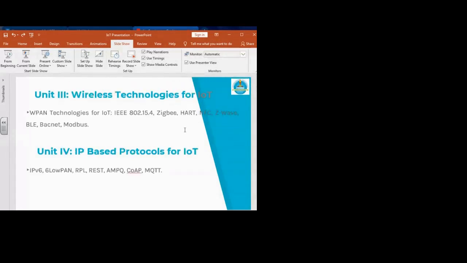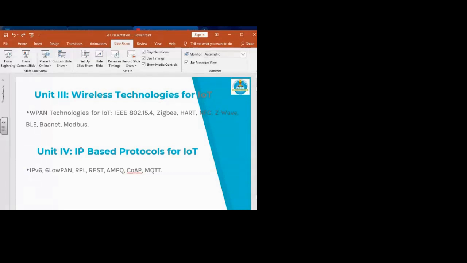Now, the third unit is related to wireless enabling technologies in IoT. In this, we are going to discuss IEEE 802.15.4, Bluetooth, Zigbee, HART, NFC, Z-Wave, BLE, that is Bluetooth Low Energy, BACnet, and Modbus. That will be a part of your third unit. So all the wireless enabling technologies associated with IoT will be discussed.